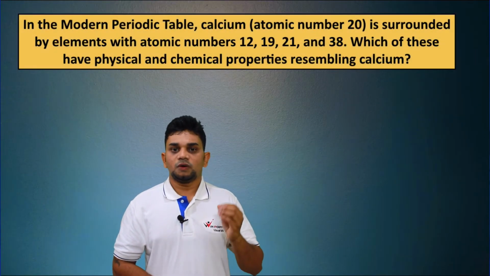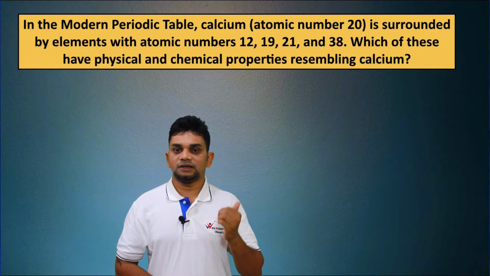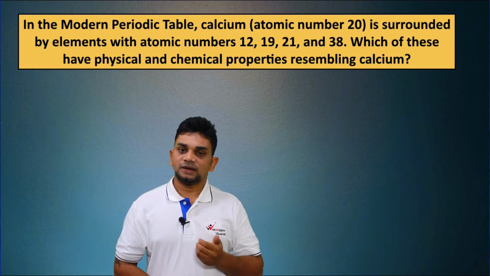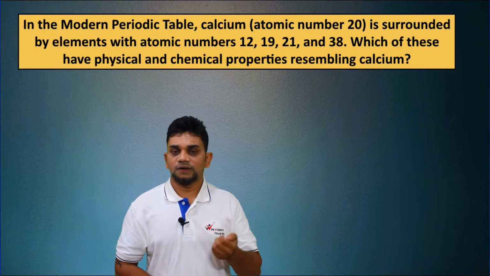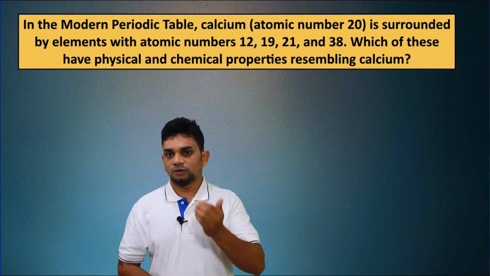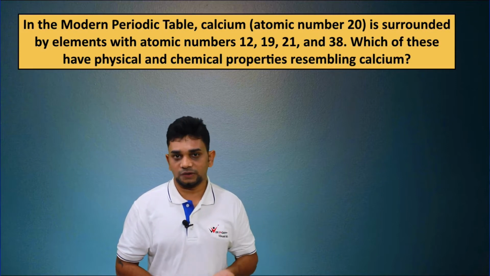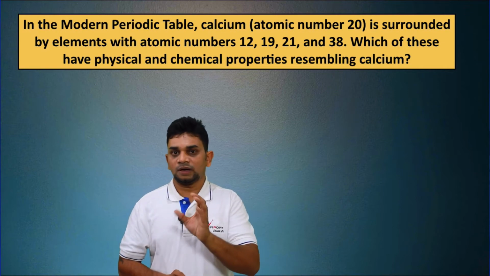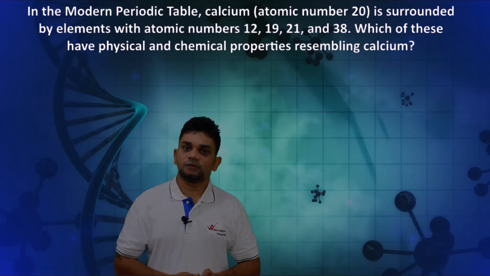Next one. In the modern periodic table, calcium is surrounded by elements with atomic numbers 12, 19, 21 and 38. Which of these have physical and chemical properties resembling calcium? This question is related to properties of elements, so we need to find the group number. Here we are not able to find the group number of all the elements, because for that we need to learn subshell configuration that you are going to learn in class 11th. So some of the group numbers I am going to give you directly.